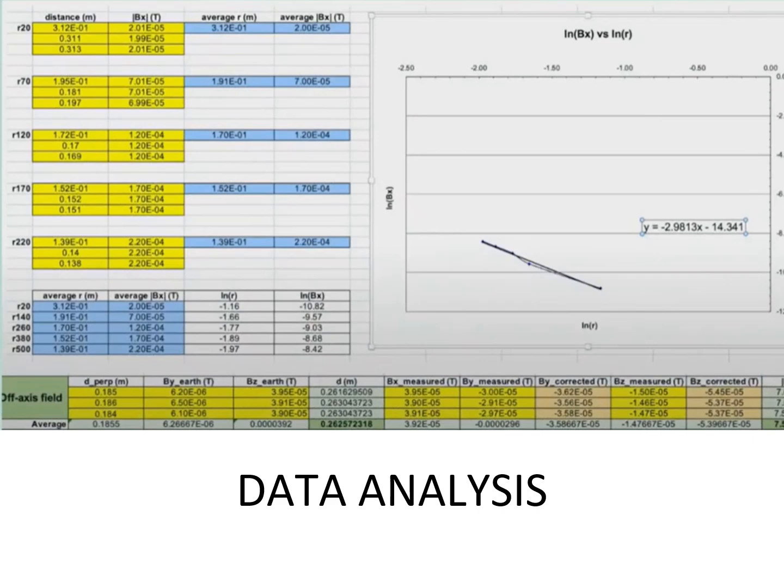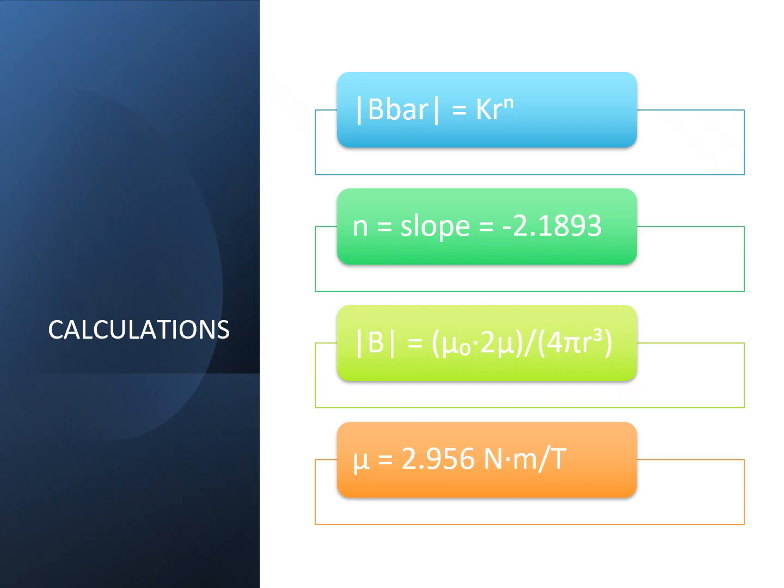Magnitude of B equals K times r to the n. So yeah, these are the calculations. We're able to get n through the slope on the previous slide, which is around negative 2.1893. Then, moving some stuff around, we get magnitude of B is also equal to mu naught times 2 times the dipole moment divided by 4 pi r cubed, which I talked about earlier. And then, rearranging, we're able to get the dipole moment equals around 2.956 newton meters per Tesla.